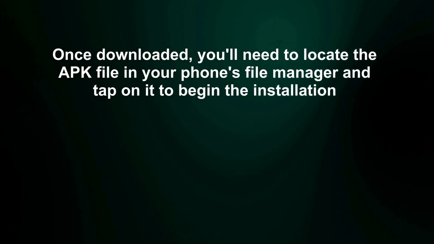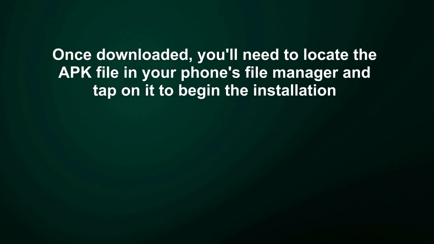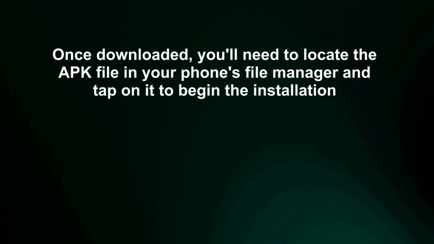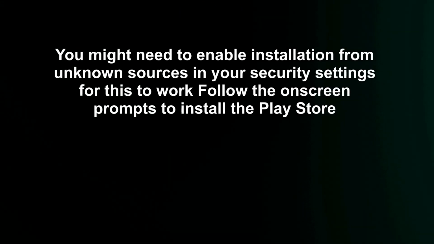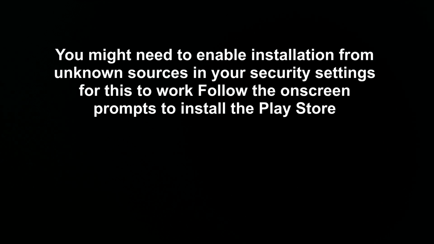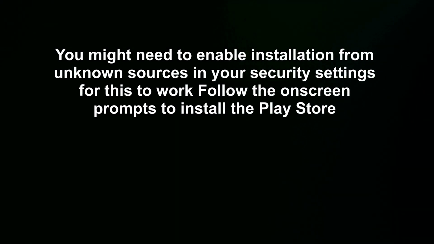Once downloaded, you'll need to locate the APK file in your phone's file manager and tap on it to begin the installation. You might need to enable installation from unknown sources in your security settings. For this to work, follow the on-screen prompts to install the Play Store.